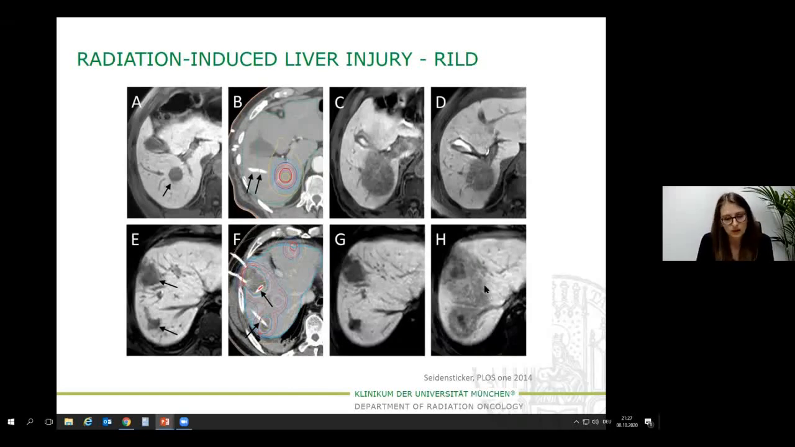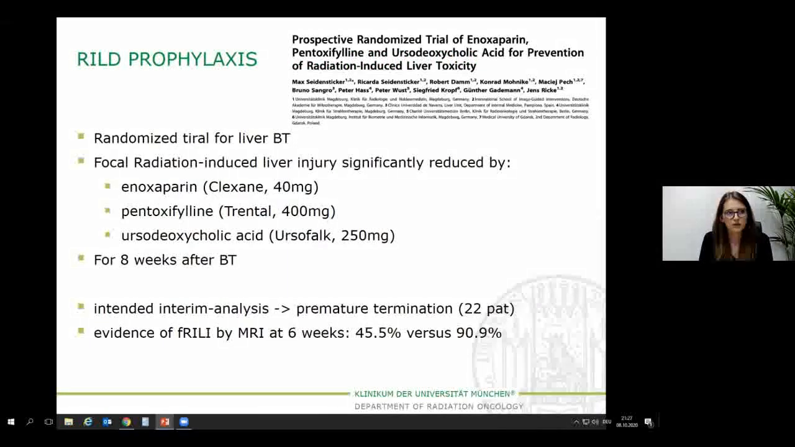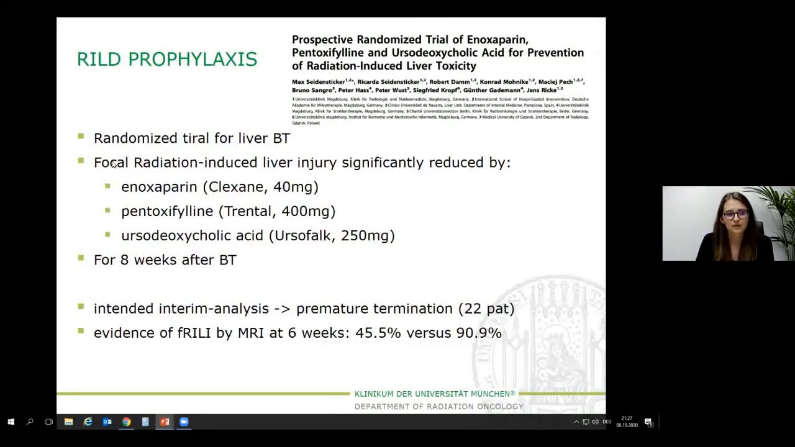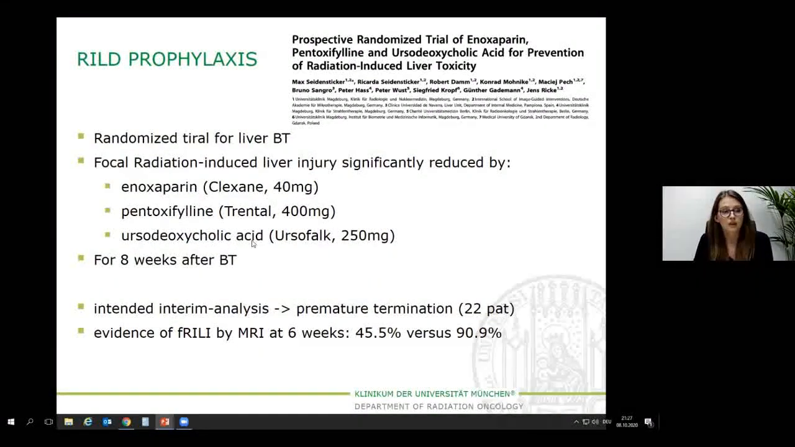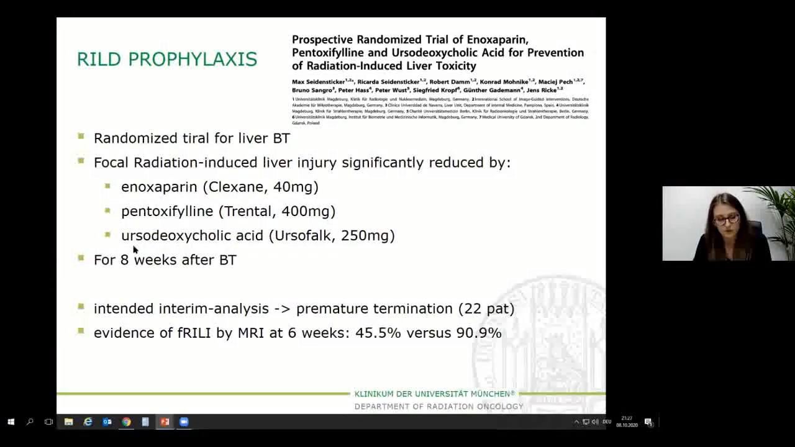What can you do? There are some measures. You can do a RILD prophylaxis. We usually give it in patients where we have a really high liver exposure. And there is really a randomized trial on this. They gave patients this prophylaxis or not. It contains 3 drugs which you give to your patients for 8 weeks after the brachytherapy. It is enoxaparin, pentoxifylline, and ursodeoxycholic acid, and you give this for 8 weeks.